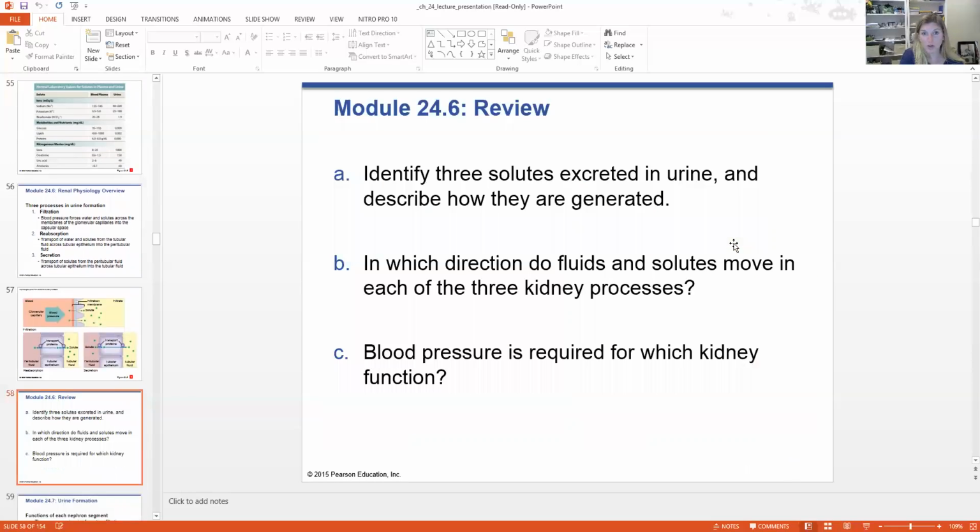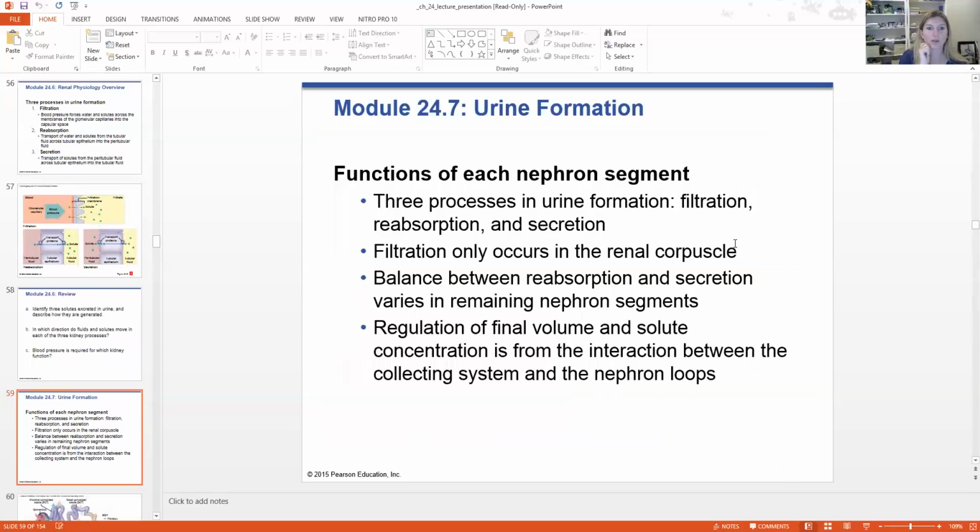You can pause the video here, go back and review this little section on renal physiology overview. We're going to start talking about how our urine is formed. So each nephron segment has a particular role to play in the formation of urine. The filtration, reabsorption, and secretion have to be fine-tuned in each of these sections in order for urine to be formed properly. Filtration is only occurring at the renal corpuscle, and then the rest of the time it's this balance between reabsorption and secretion. So everything else can either reabsorb or secrete depending on need.